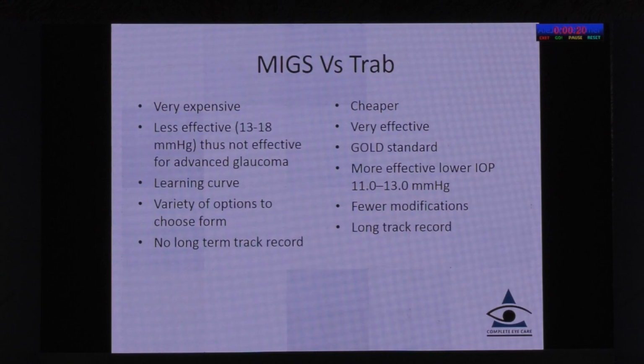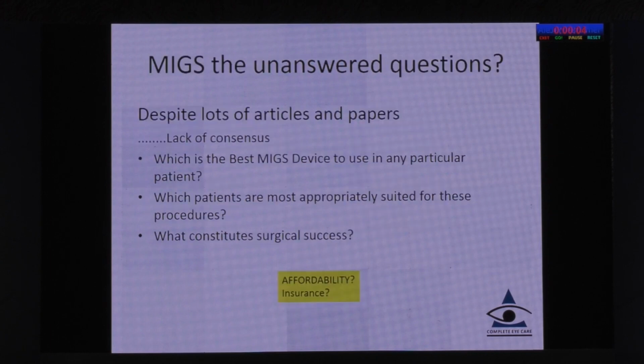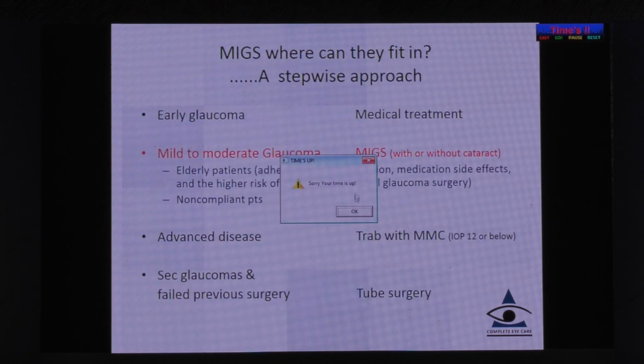So when we compare MIGS with trabeculectomy, MIGS surgeries are very expensive and less effective, therefore not the surgery of choice for advanced glaucoma. They have a learning curve, and we have a variety of options to choose from, and we do not have a long-term track record. So despite all the articles and papers, there is a lack of consensus. We do not know which is the best MIGS device to be used in a particular patient, and affordability and insurance are also a problem.